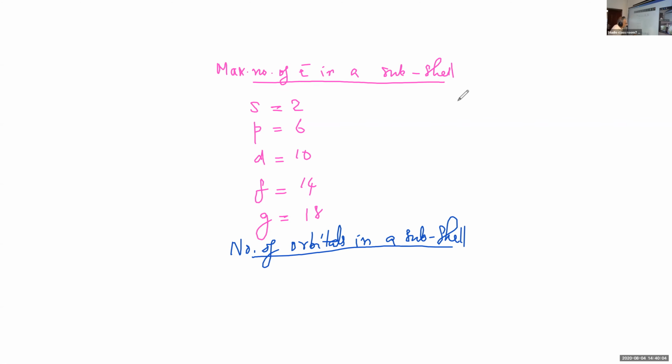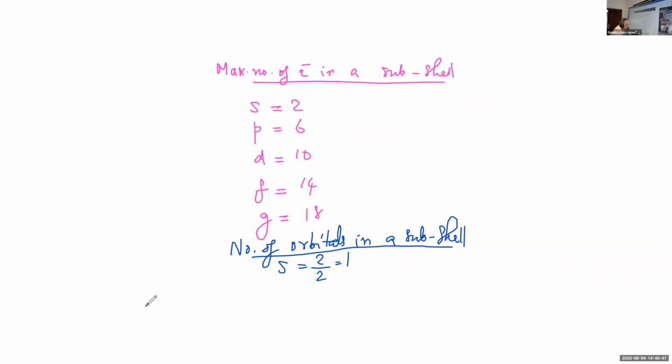In the S subshell, the maximum number of electrons possible is equal to 2. In an orbital, maximum is equal to 2 only. So 2 divided by 2 is equal to 1. Only one orbital is possible in the S subshell, and it is known as the S orbital. 1s orbital, 2s orbital, 3s orbital, etc.